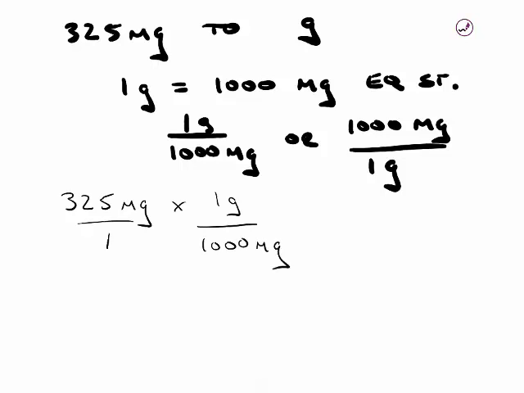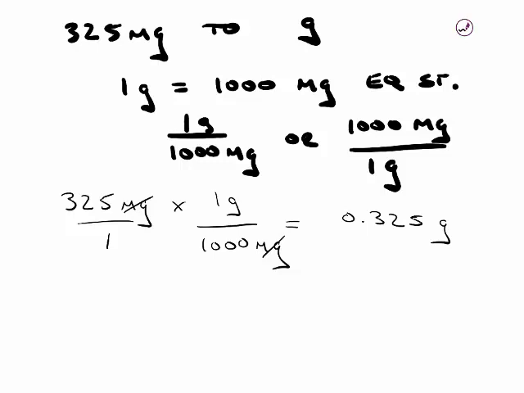Notice that if these are both written as fractions, milligrams are on opposite sides of the divisor, and therefore they are going to cancel out, and the only unit that I'm left with in the numerator is the unit that I want to get into, in this case grams. So we have 0.325 grams after we complete this calculation. Again, the milligrams have canceled out.